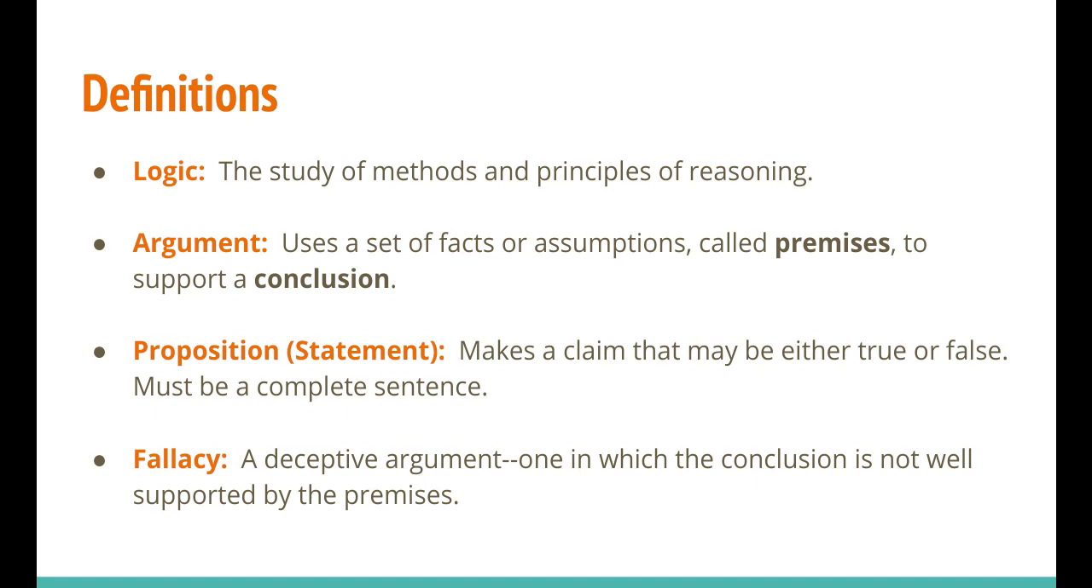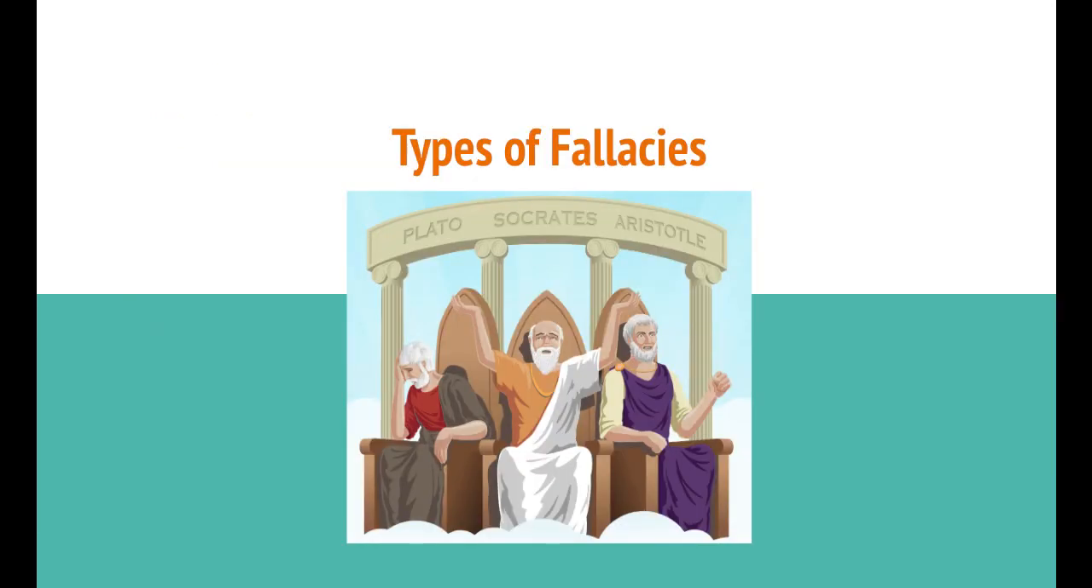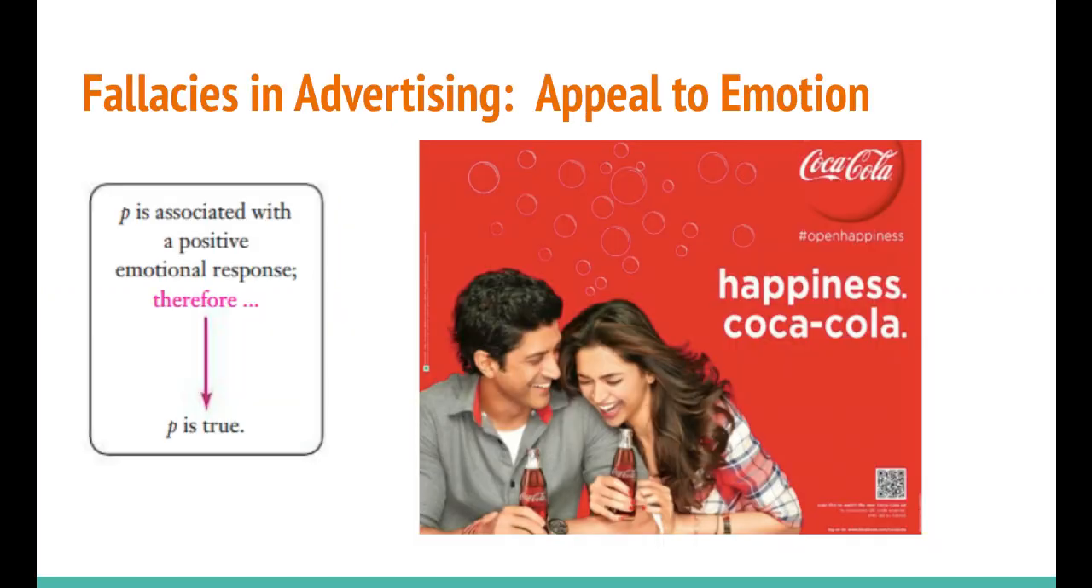Fallacy. Fallacy is a deceptive argument, one in which the conclusion is not well supported by the premises. We're going to be looking at several different types of fallacies in this section. There are many, many different types of fallacies. They're used in politics, they're used in advertising, they're used in personal communication. We're going to look at many of them, but not all.